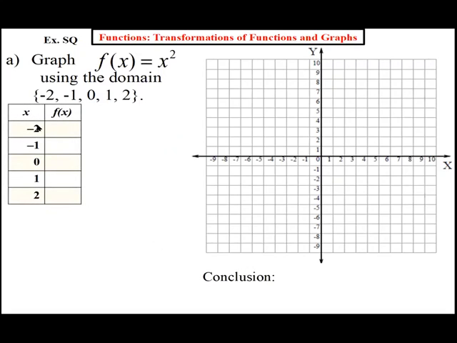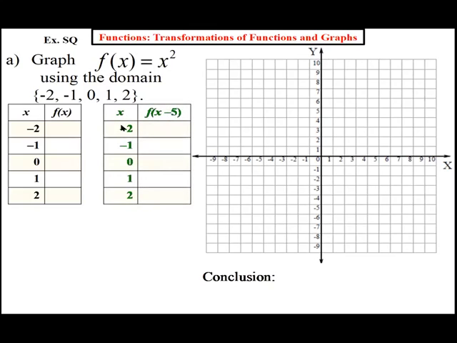So here's your table: x is -2, -1, 0, 1, 2, and f of x is empty. We're going to fill that in, and then we're going to do a transformation. Here's the transformation. We have another table in green. X is -2, -1, 0, 1, and 2, but this one says f of (x minus 5) inside of the parentheses.